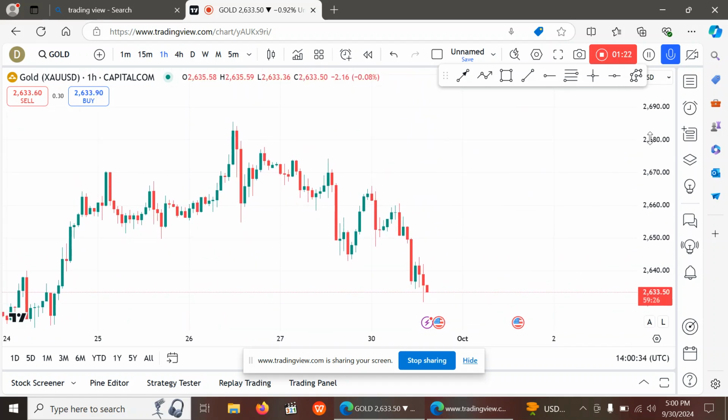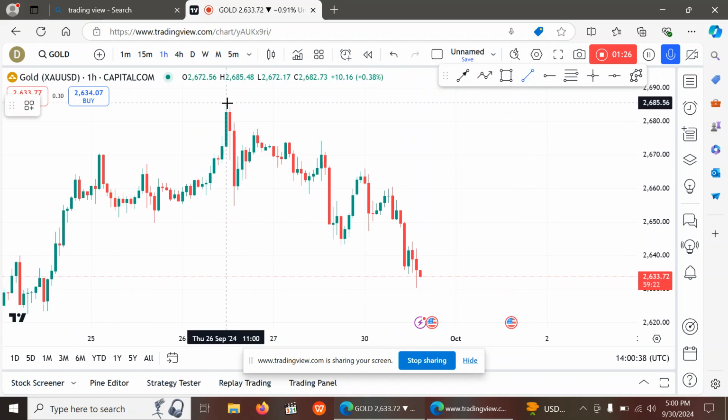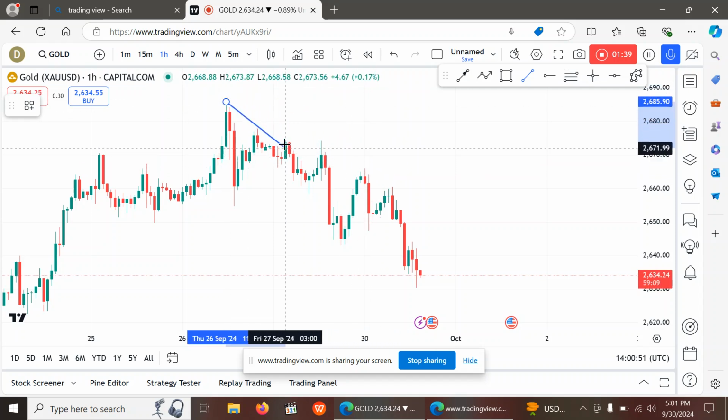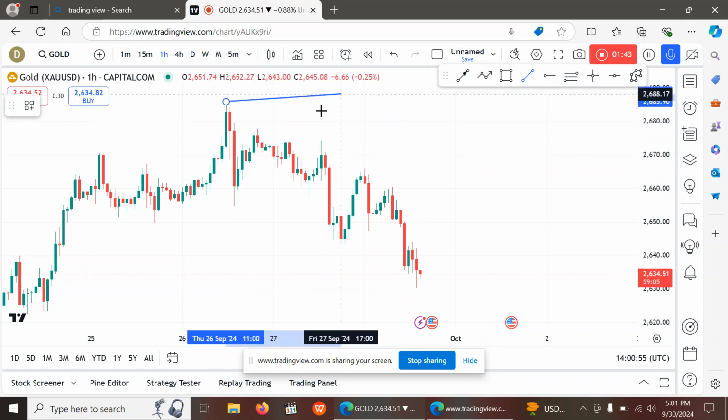Let's say you have your first touch, second touch, and you're looking for entries. Your trend line should be at the tip of the candlestick. Then the next touch should be a line of best fit.